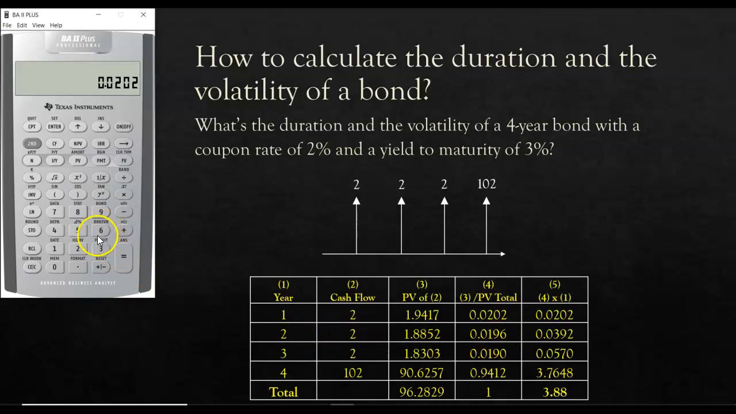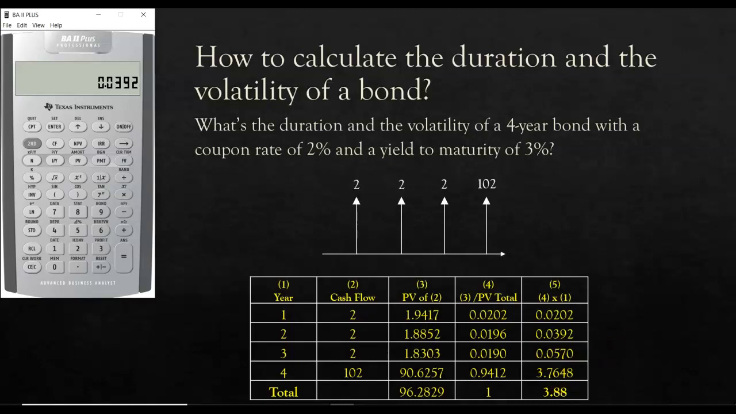We can actually do that using our financial calculator. 0.0196, multiply that by 2. This is why you have 0.0392 here. Then take this one, multiply by 3, take this one, multiply by 4. This is how you get the other two numbers. That's what I mean by column 4 times column 1.